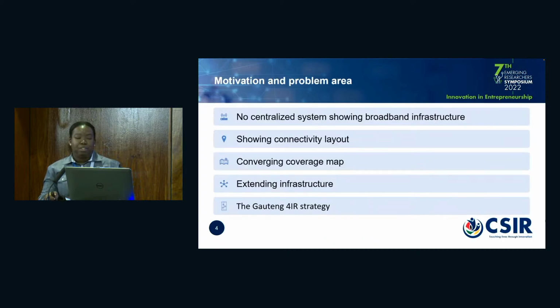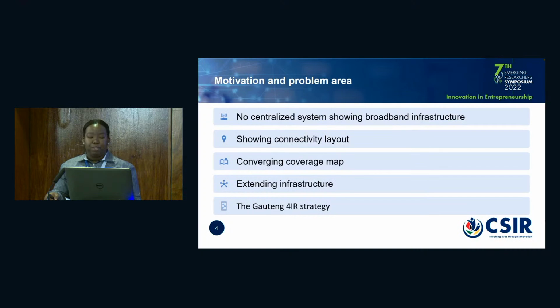Okay, so this research was motivated by the lack of a centralized system that shows the broadband infrastructure in the province. This system would show the connectivity layout by converging the current broadband maps from the different service providers. So this would help in the extending of the broadband infrastructure in the province by ensuring that infrastructure is deployed in areas that are lacking. Another huge motivator for this research was the Gauteng 4IR strategy, which indicated a need for a single view of the province's broadband infrastructure.